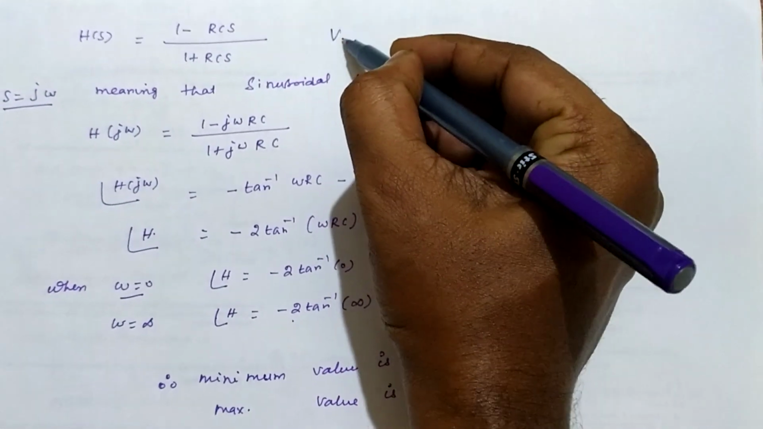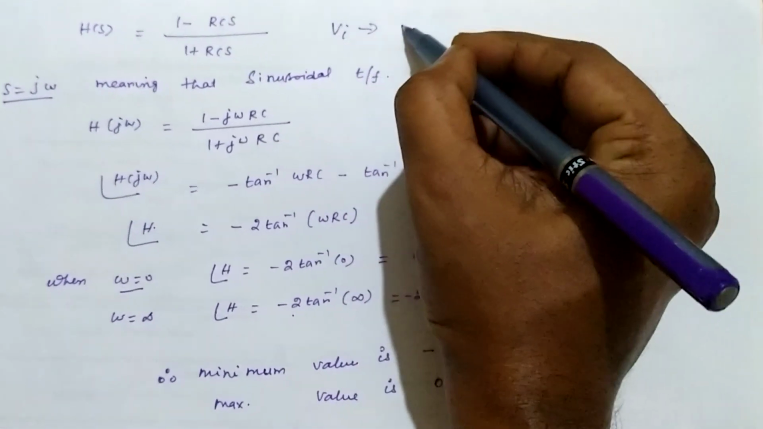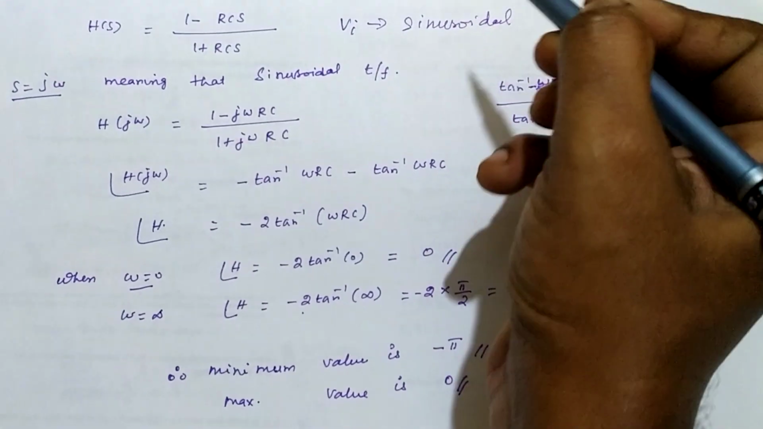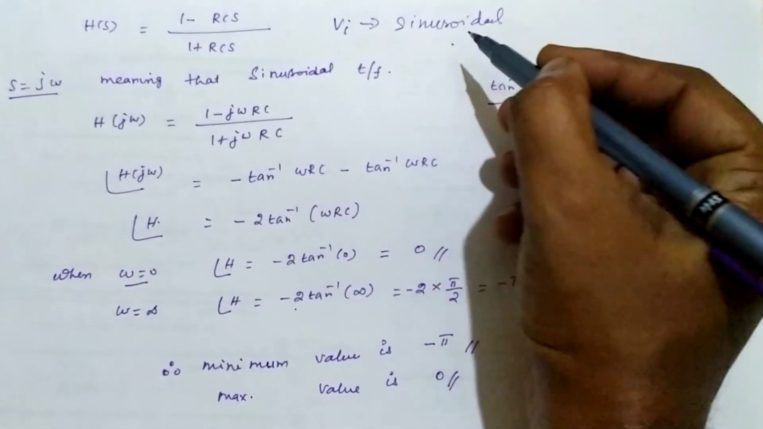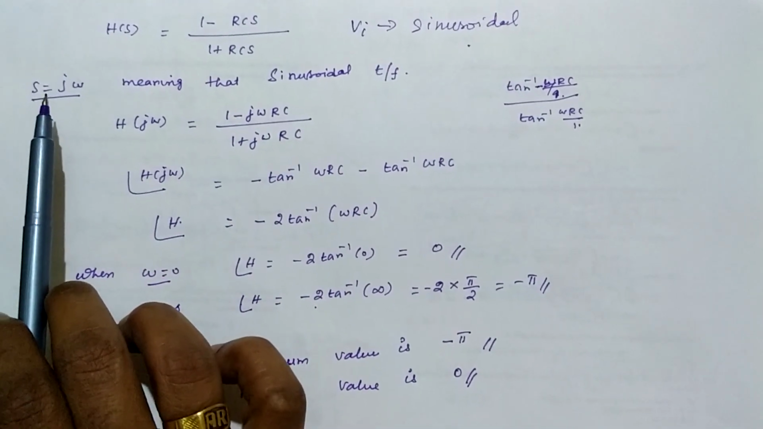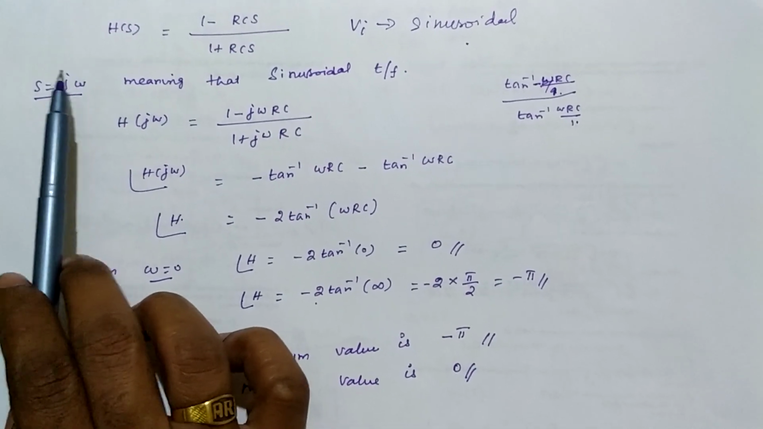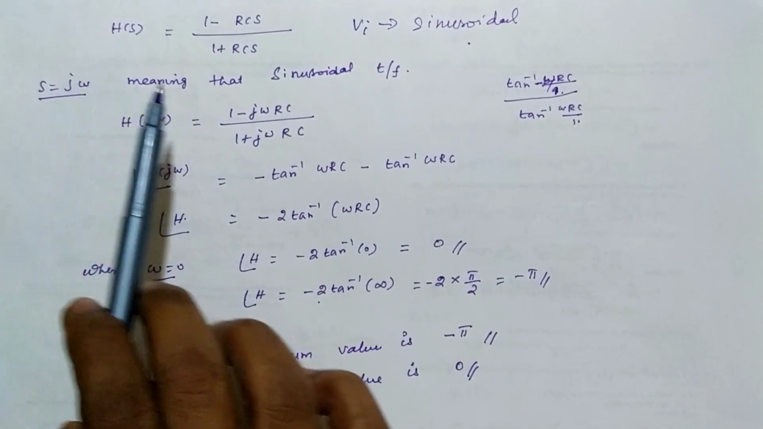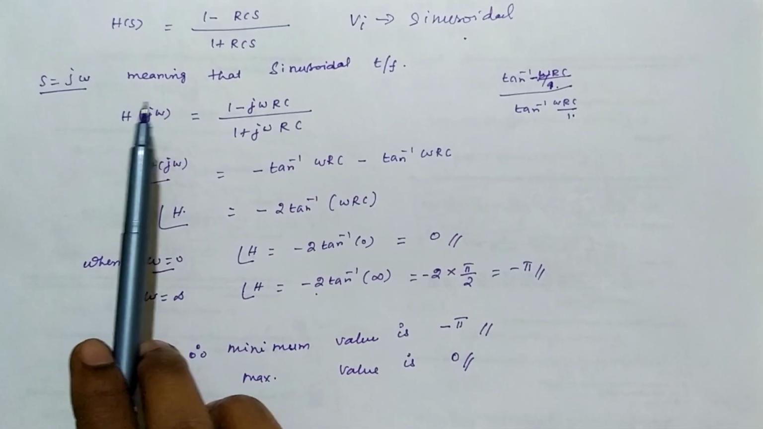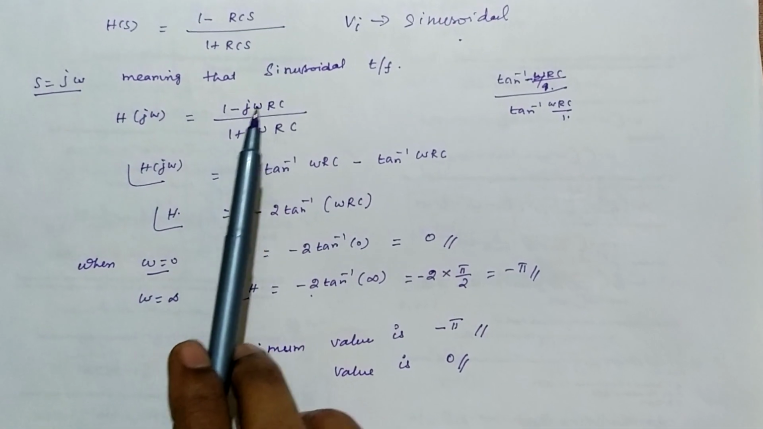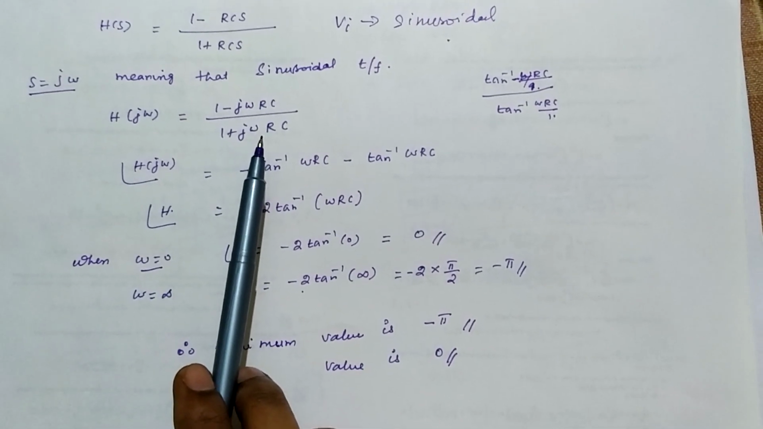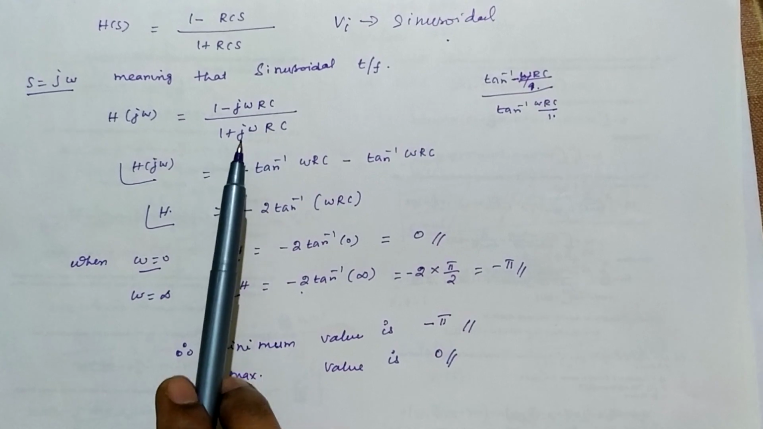When the input is given as a sinusoidal function, that means we replace s by j omega. Whenever we replace s by j omega, that is the sinusoidal transfer function. So s is equal to j omega. Here they are concentrating only on the angle.